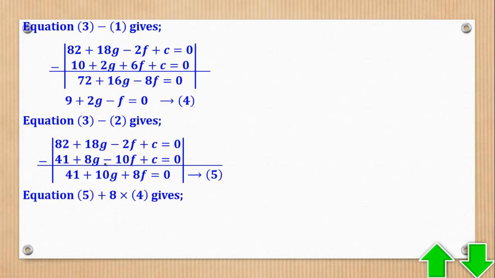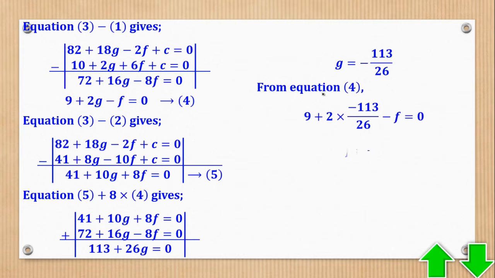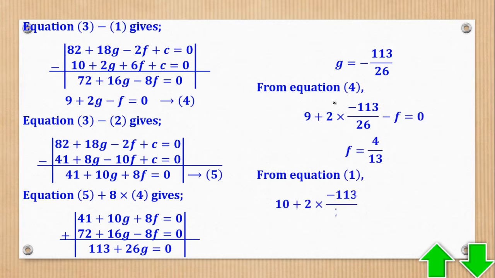Therefore, I'll say equation 5 times 8 plus 8 times equation 4 will give me this. Therefore, making G the subject, G will be that. From equation 4, I'll substitute for G and get the value of F. Then from equation 1, I'll substitute for G and F to come up with the value of C.